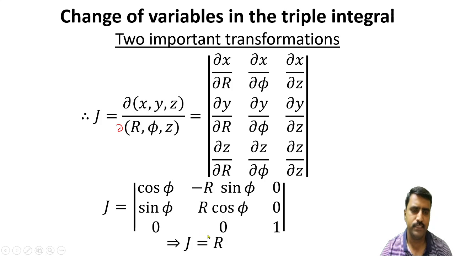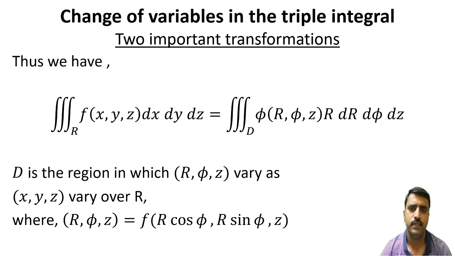Okay, that is Jacobian J is r, then dx dy dz can be written as r into dr, d phi and dz. Okay, so that same thing is written here. Phi of r phi z is equal to r into dr d phi dz. So this triple integral dx dy dz are related like this. Here D is the region in which r phi z vary, as x y z varies in the region R. So here we can write these are related like this.